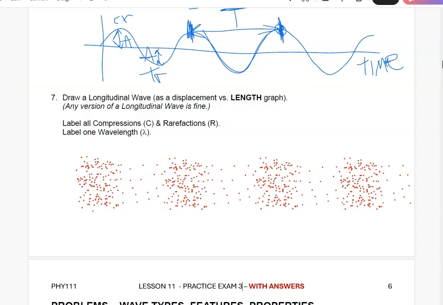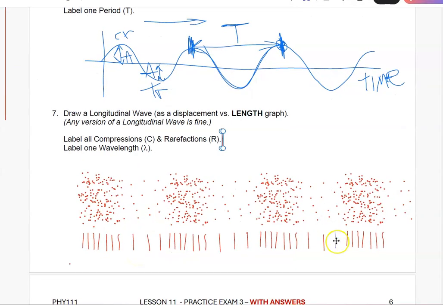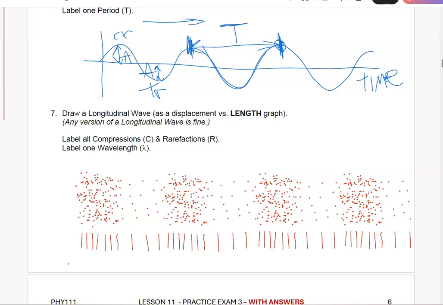One relatively quick way would be to represent the compressions with a series of tightly packed vertical lines. Show it like this. And the rarefactions in between would be just represented with sparser lines, just fewer lines. So here you see a representation of a longitudinal wave where lines are very closely packed together representing the compressions, and lines are spread apart representing the rarefactions.